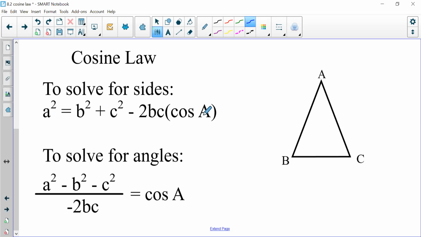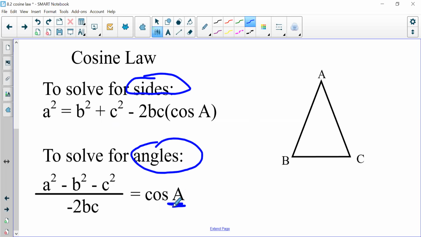Okay, so keep your calculators handy, please. I'm giving you the rearranged formula for angles. The top one is isolated for a side length: A squared equals B squared plus C squared minus 2BC times cosine A is for sides, okay? And I've rearranged it, so if you're looking for an angle, I've isolated for your angle. So we'll use this one.